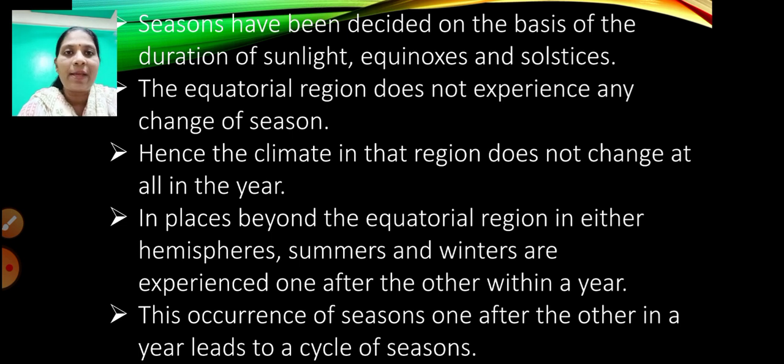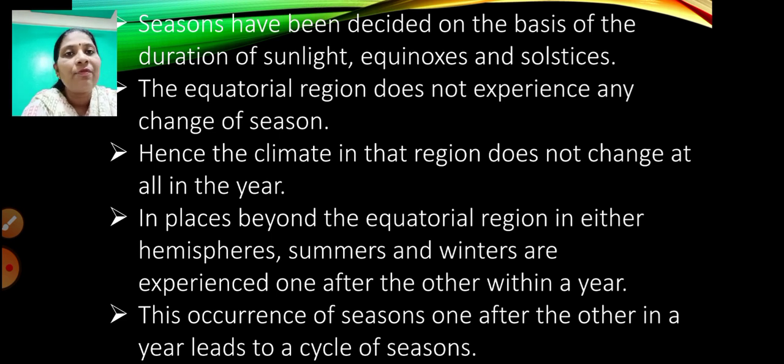Like, for example, in India, we have the summer season, we have the monsoon, then we have the retreating monsoon, and then we have the winter. After winter, again we have the summer, the monsoon, the retreating monsoon, winter. So it takes place one after the other. So it leads to a cycle of seasons, isn't it?